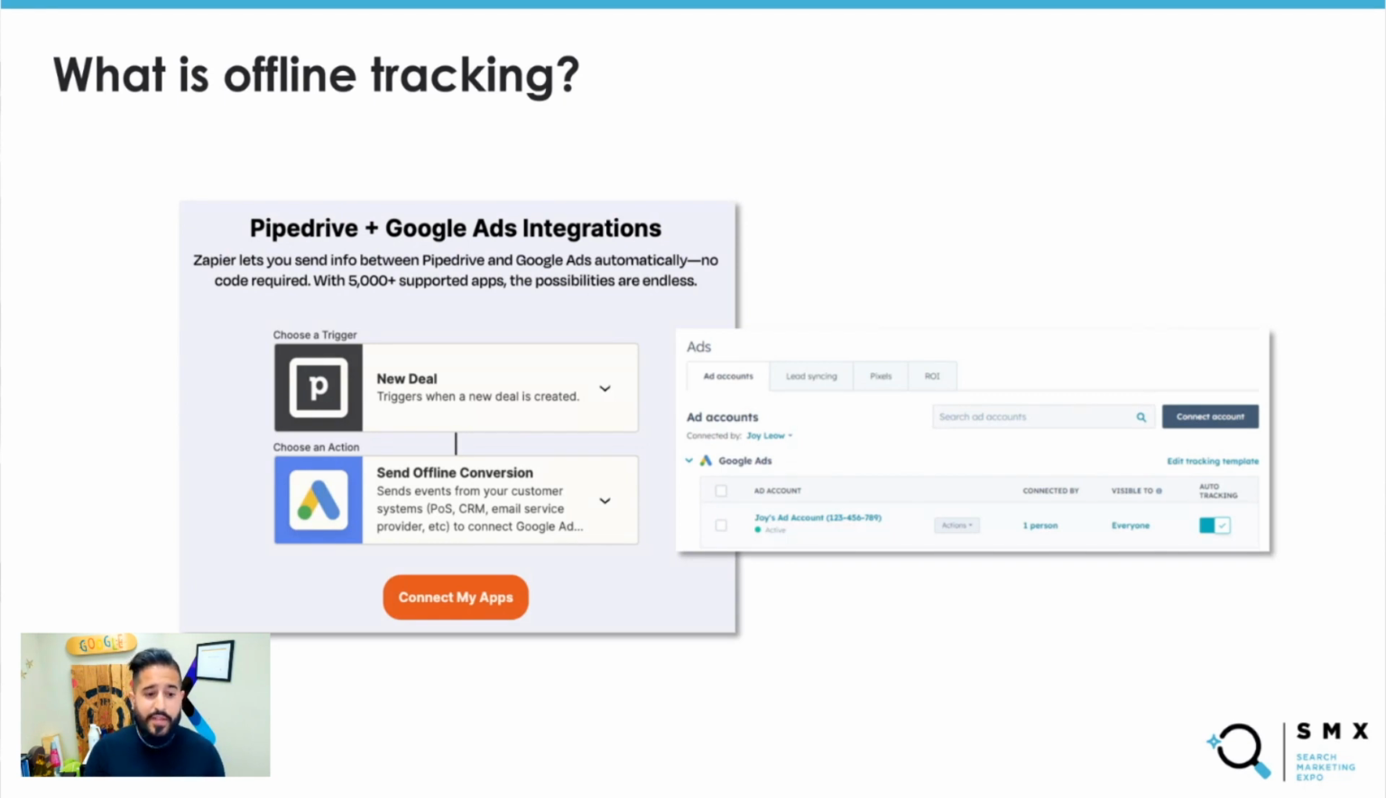So the one thing to keep in mind with any of this is that in order for offline tracking to work, you need to save and store the Google Click ID that's sent with every session, and that's how the data will get sent back into Google Ads.